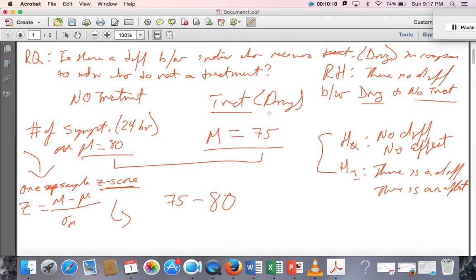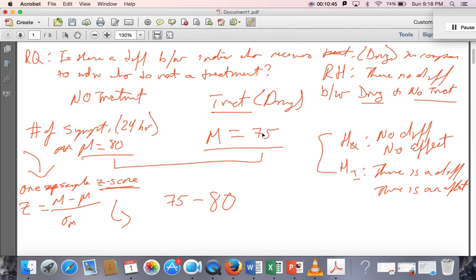So in other words, do people who receive a drug who suffer from depression better themselves, or does the drug actually help them in any capacity in comparison to individuals who do not receive any treatment at all? That's really the question here that we're trying to answer. So is there a difference between individuals who receive this drug or who do not receive this drug in terms of the number of depression symptoms that they display in a 24-hour period?